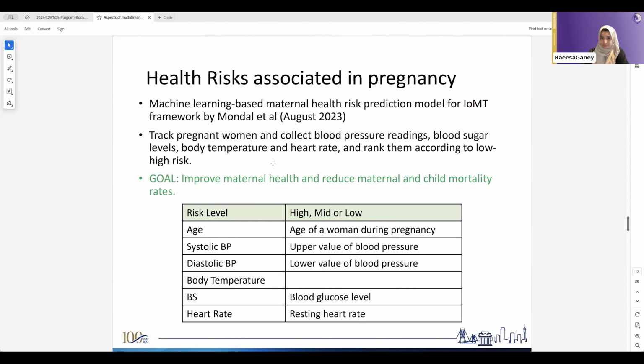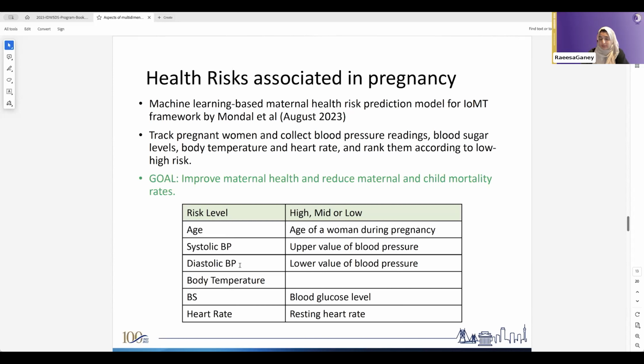of blood pressure readings, blood sugar levels, body temperature, heart rate, and they ranked them according to a low to high risk. So they carried these devices on them, and this device could then in real time collect all this information. And the goal was just to improve maternal health and reduce the mortality of both mother and child. There were a few variables, 6 we have here, and then there was the categorical variable. So this was the age of the woman during the pregnancy.